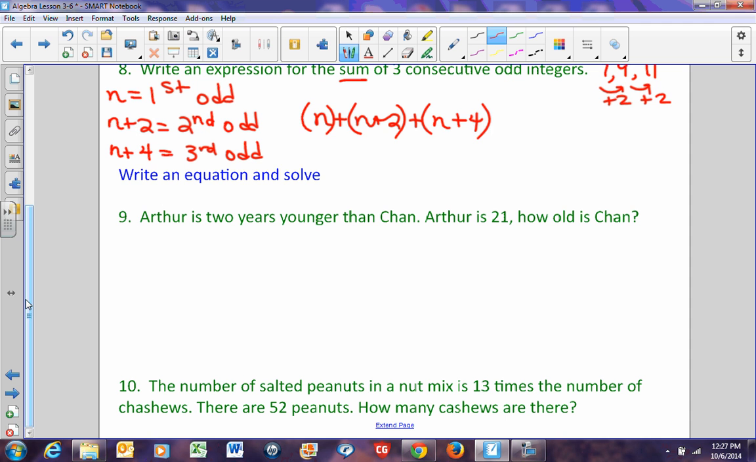However, if you can't write a simple equation for the easy ones, you will not be able to write a simple equation for the more difficult ones. So I want you to practice doing the easy ones just as you would the difficult ones. Okay, Arthur is 2 years younger than Chan. Everything's being compared to Chan, so I'm going to let C equal Chan. That also tells me how old is Chan. Okay, that's what the variable's asking, so I'm going to let C equal Chan's age.